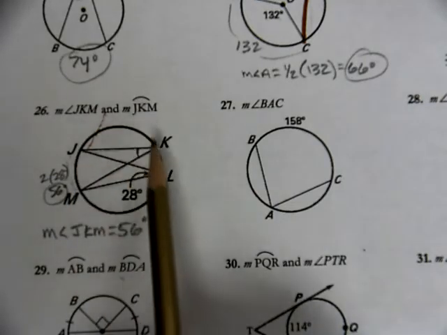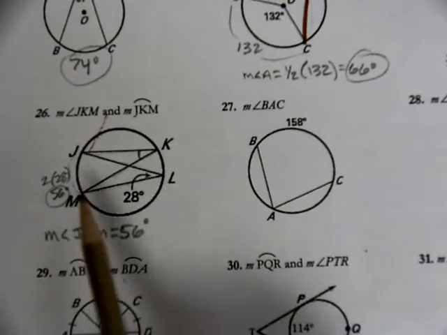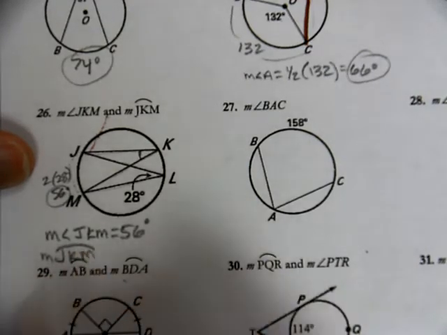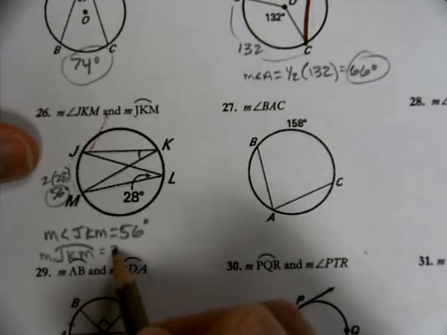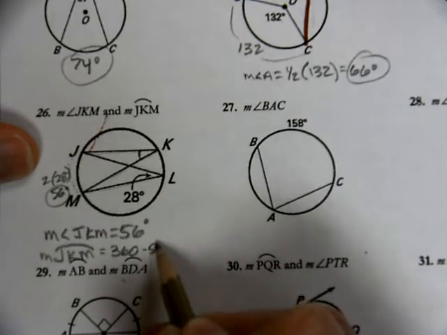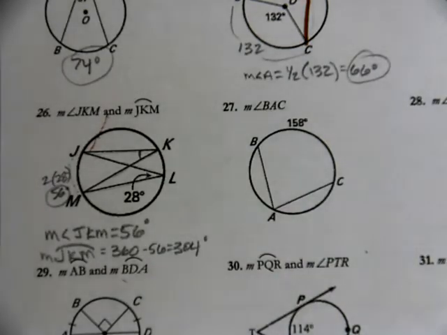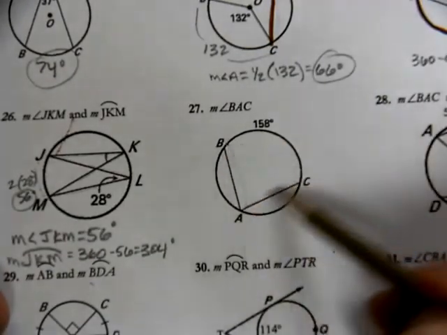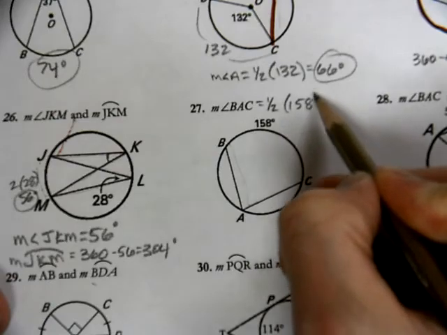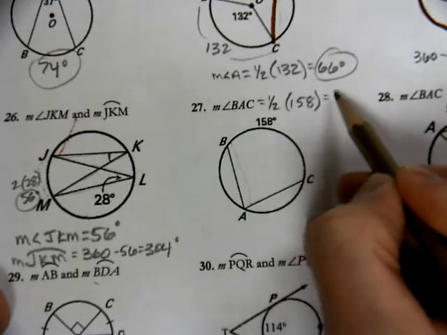And an arc JKM. The measure of arc JKM is the whole circle. It's all the way around, but not counting this 56. So that should be 304. Looking for BAC. We know BAC is going to be half of the inscribed, or intercepted, it's called, intercepted arc. So that should be 79.